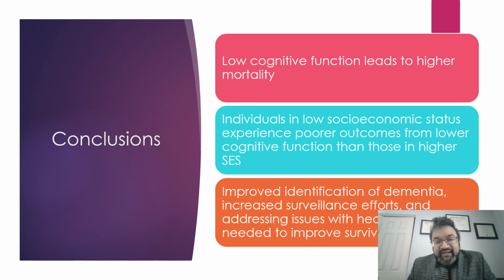What are the conclusions? Low cognitive function or cognitive dysfunction leads to higher mortality. The second one is a bit blurry. Individuals in low socioeconomic status experience poor outcomes from lower cognitive dysfunction than those individuals in higher socioeconomic status. And this is really important because it points to the fact that cognitive dysfunction and decline is actually tightly connected to social determinants of health, and economic stability has something to do with cognitive outcomes of cognitive function or dysfunction.